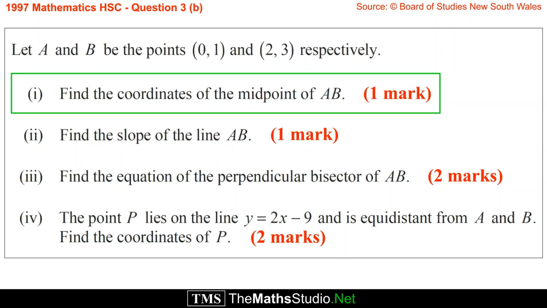Question 3, Part B. Let A and B be the points 0, 1 and 2, 3 respectively. Part 1. Find the coordinates of the midpoint of AB.